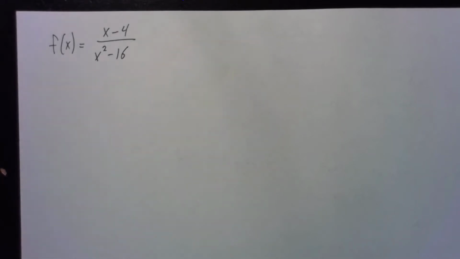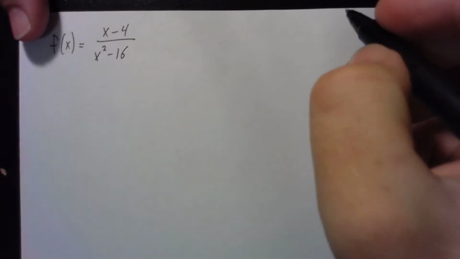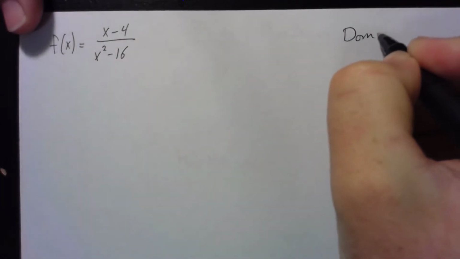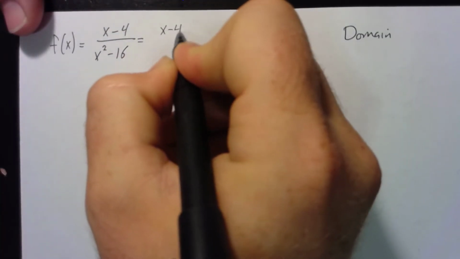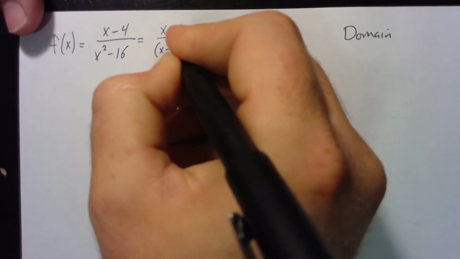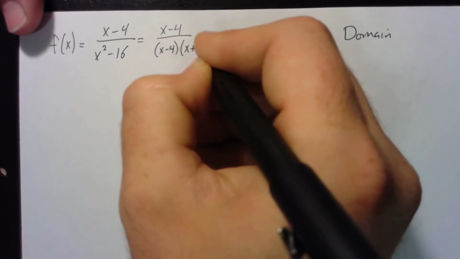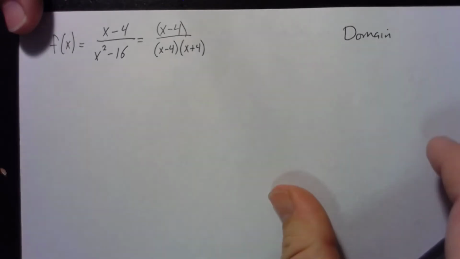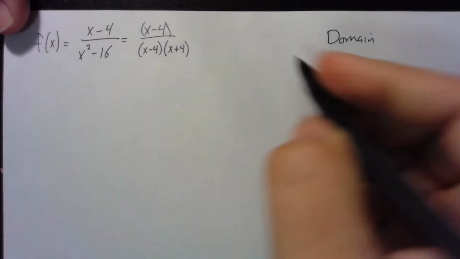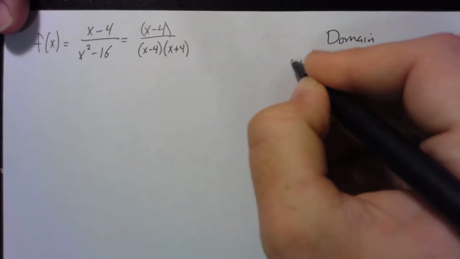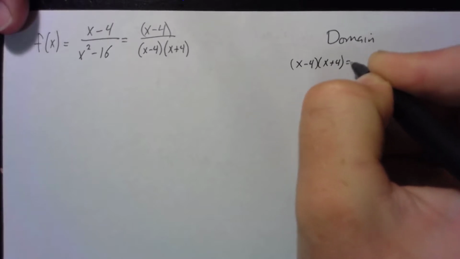So, the first thing I'm going to do is go through all the rehashing of pre-calculus material we should know. Number one, we need to start with the domain. To find the domain, we're going to take this function and factor everything we can. I'm not going to cancel anything out, however, okay? Instead of canceling, I'm going to immediately set the bottom equal to 0. That means I'm going to have x minus 4 times x plus 4 equal to 0.